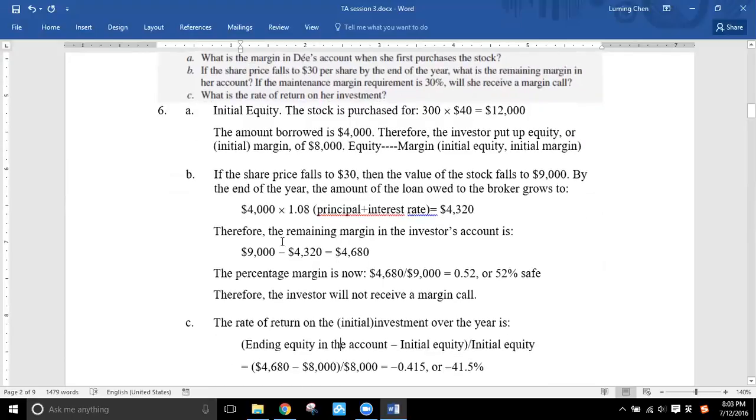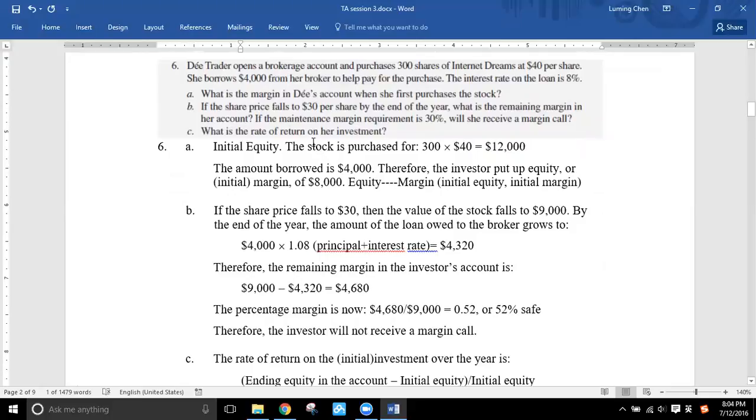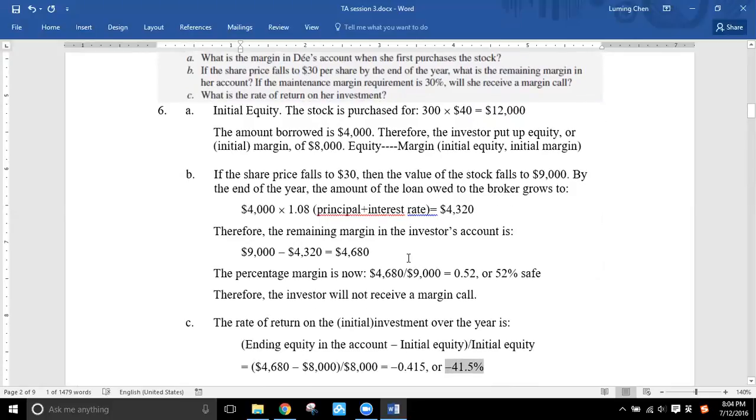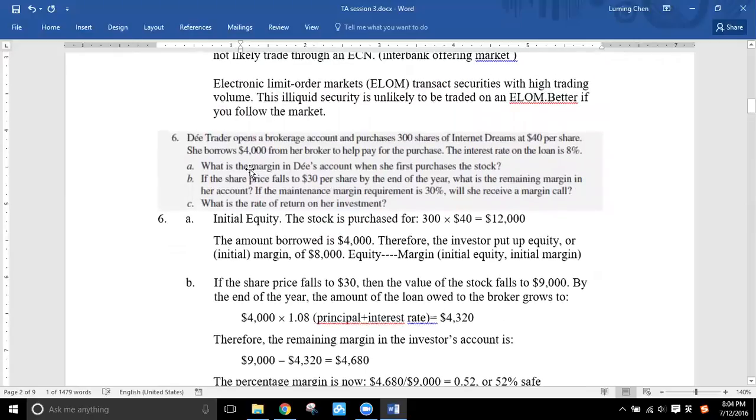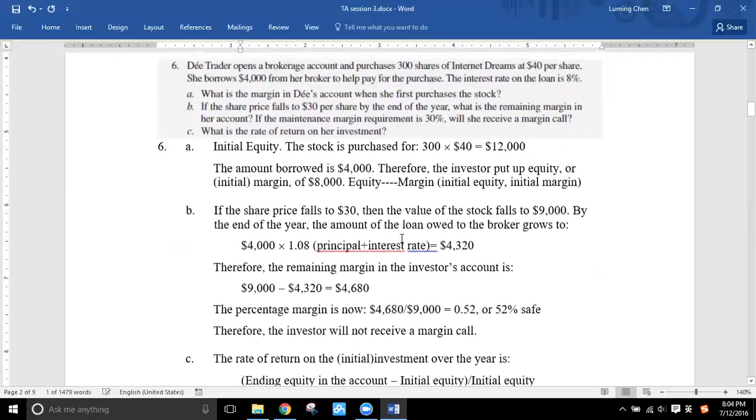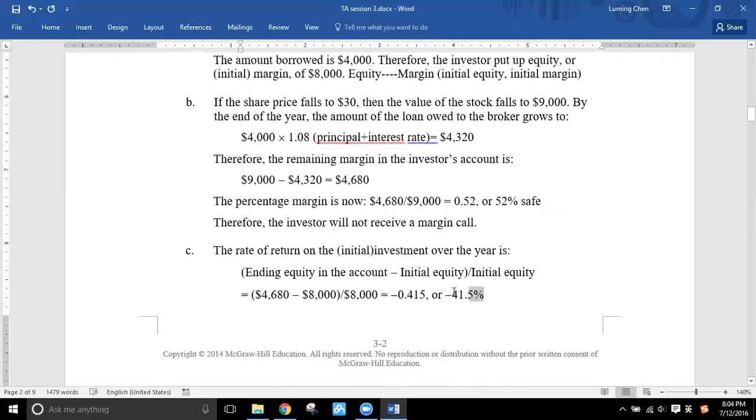So in this case, we can see that if you put on a leverage, which is $4,000 in the $12,000 you want to invest, the loss or the rate of return, the net rate of return, will be magnified because for the stock price, if you don't have leverage, when the stock drops from 40 to 30, your loss should be 10 over 40, which is 25%. But now this is 41%. So the loss is magnified.